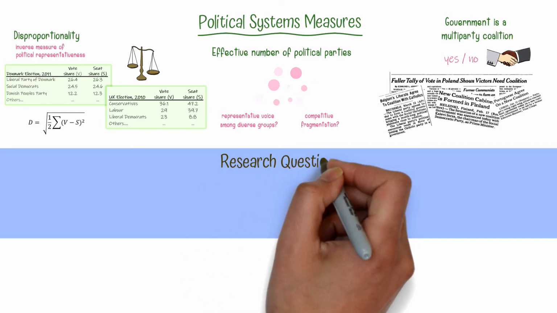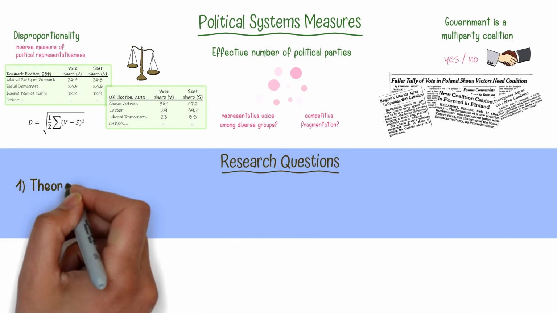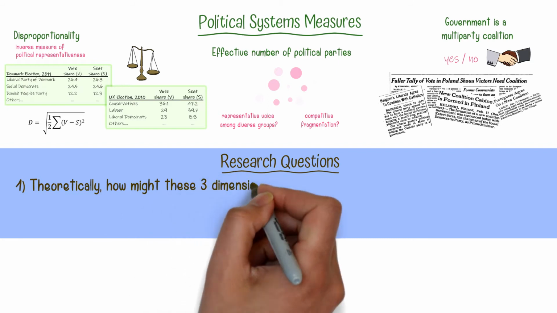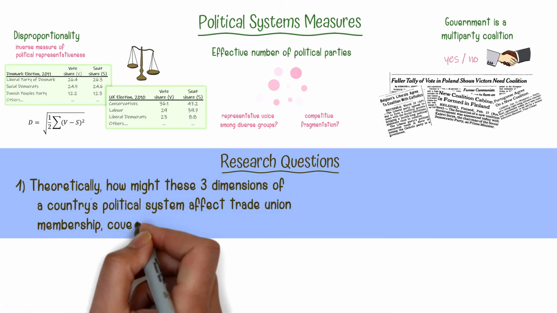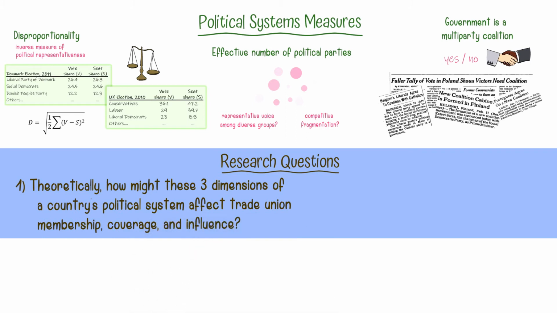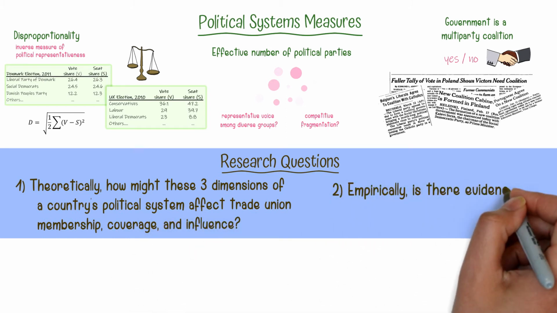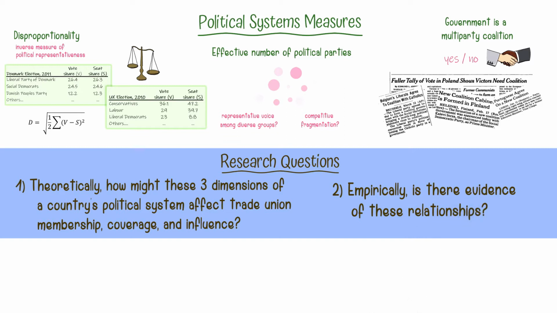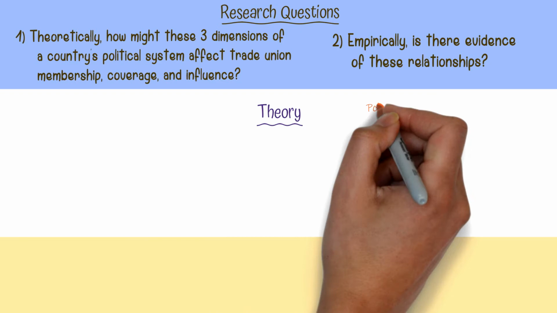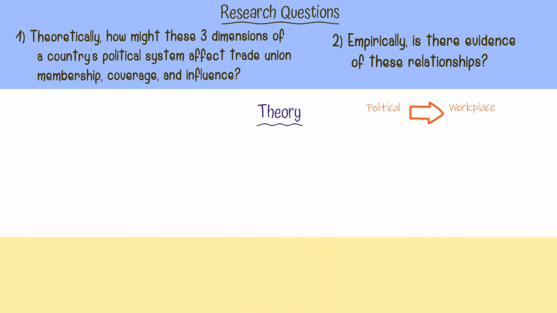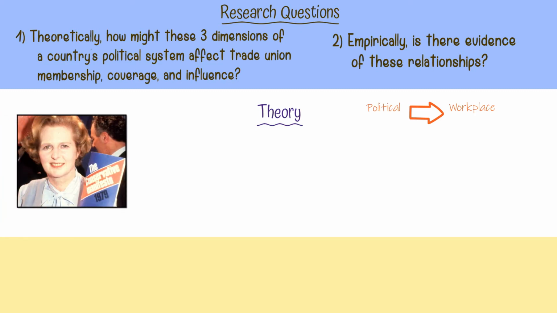Our research then focuses on two broad questions. Theoretically, how might these dimensions of a country's political system affect trade union membership, coverage, and influence? And, empirically, is there evidence of these relationships? We develop a unique theoretical framework in which a country's political system is predicted to affect unionization beyond factors related to a country's political economy that are already well recognized, such as legislative ideology and the country's variety of capitalism.